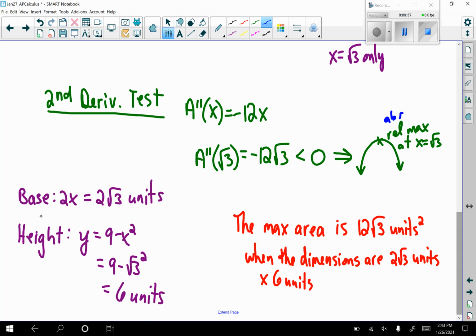So then that makes our base 2 radical 3 units. Our height is 6 units. So then we get the max area. 6 times 2 radical 3 is 12 radical 3 square units when the dimensions are 2 radical 3 units by 6 units.